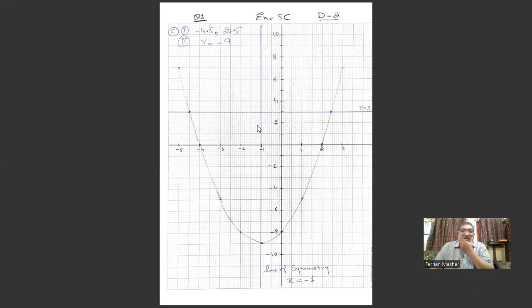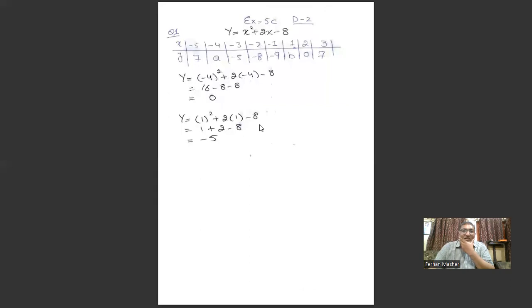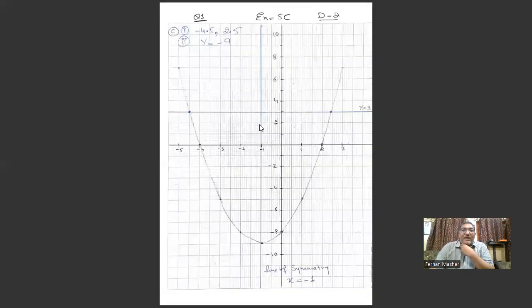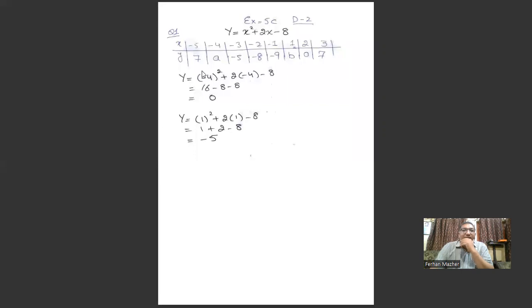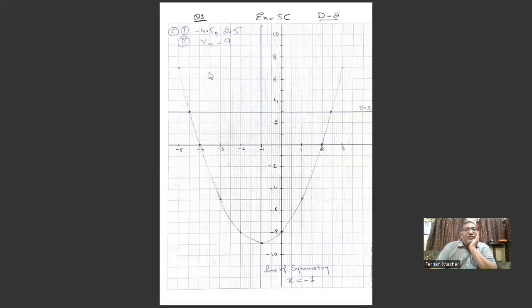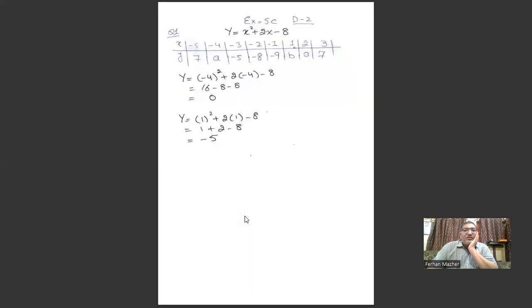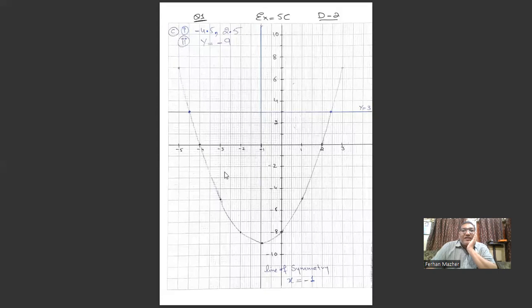Then I will use these points. At -5, you have to plot 7. So here you have -5, and this is the 7. So put a dot here. And then at -4, you will have 0. At -4, 0, put this dot. Then at -3, you have -5. At -3, you will have -5. So this is that dot.